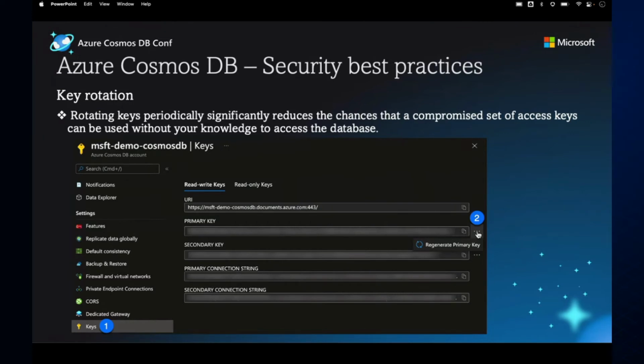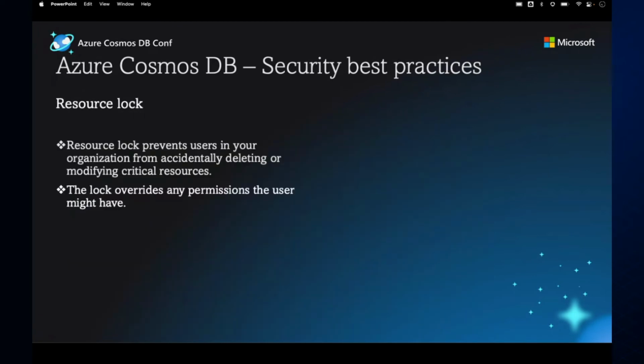Okay. Moving ahead with the last and the most basic security best practice, which is not related only to Cosmos DB, but you can implement it across all the resources or services that you're using in Azure, and that is using the resource lock. A resource lock prevents users in your organization from accidentally deleting or modifying critical resources. The lock basically overrides any permissions the users may have.